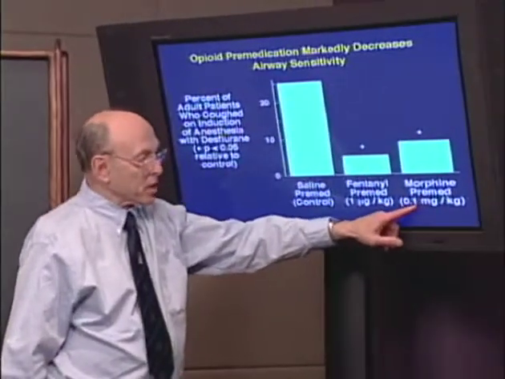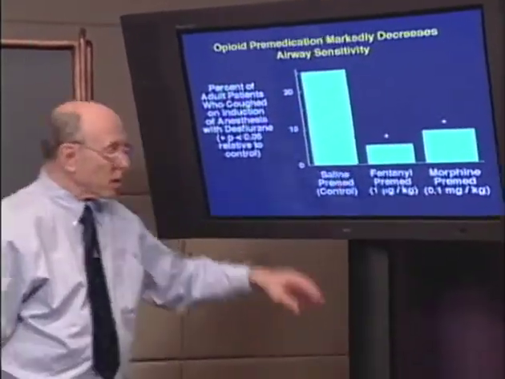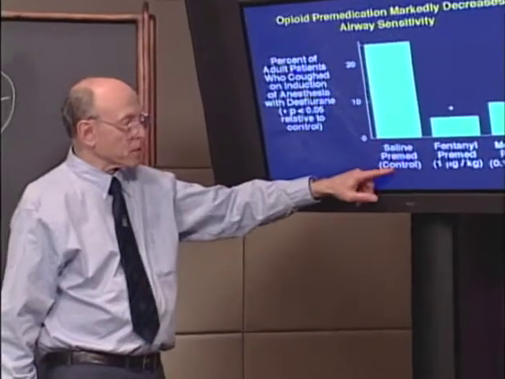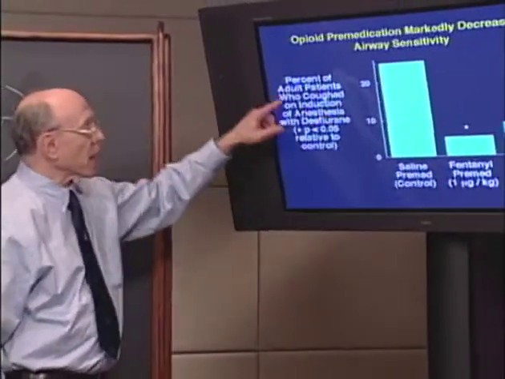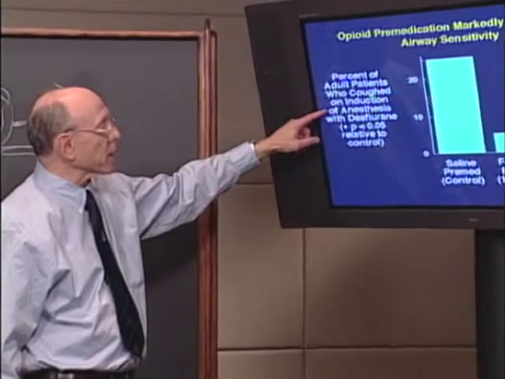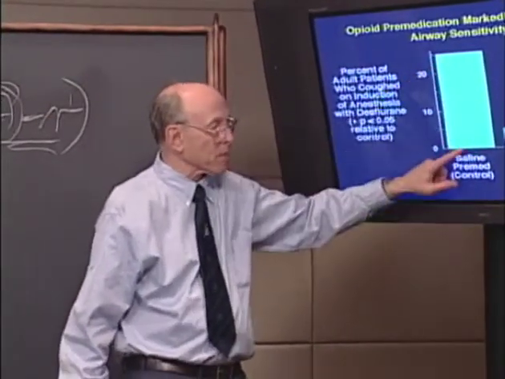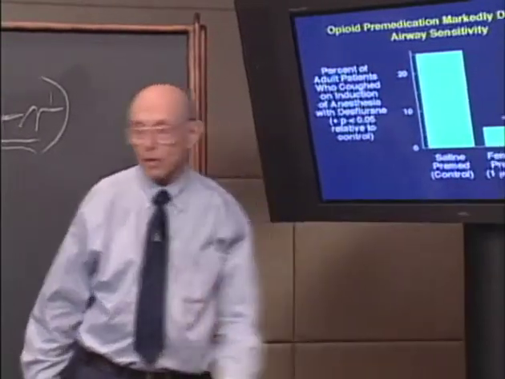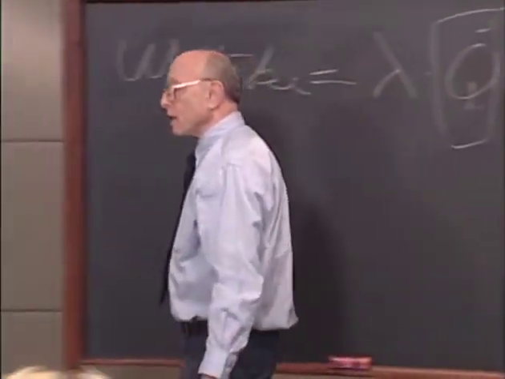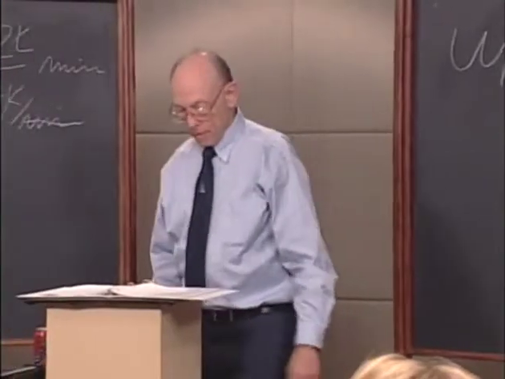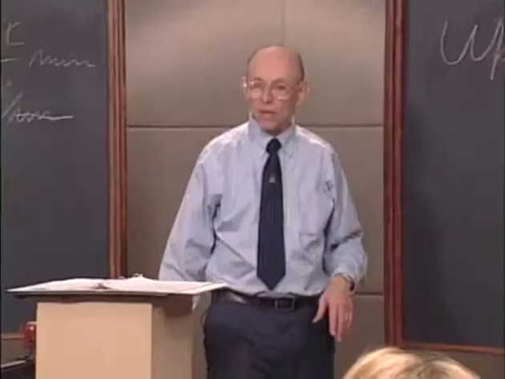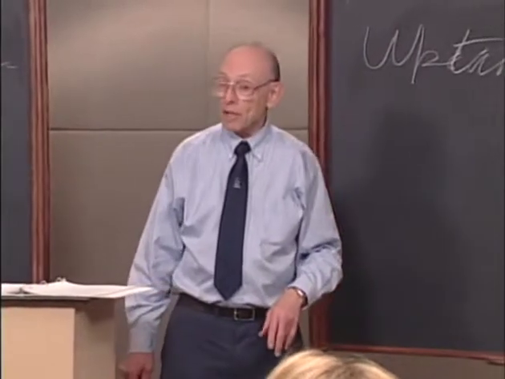Or morphine premedication, 1/10 of a milligram per kilogram. Notice the big difference in comparison with the saline premedication on the percent of patients who cough on induction of anesthesia with desflurane. 25% here with saline premedication, but 5% with fentanyl. So we can really lower the perception of irritation. And with a knowledge of these things, let me show you. In fact, you all showed that induction of anesthesia with desflurane is easily possible.